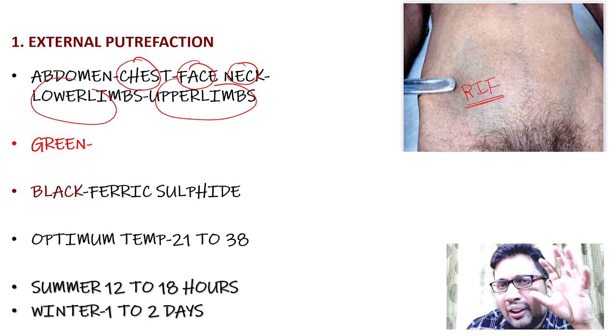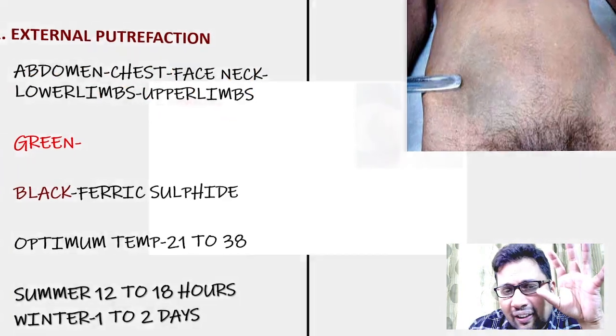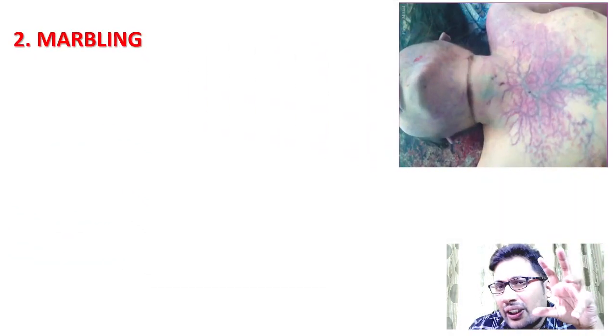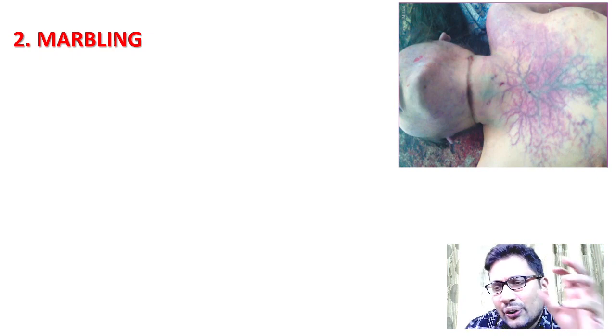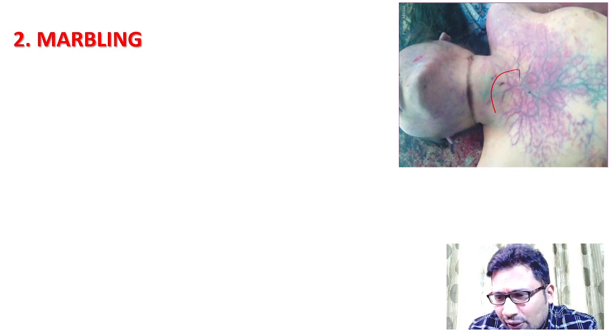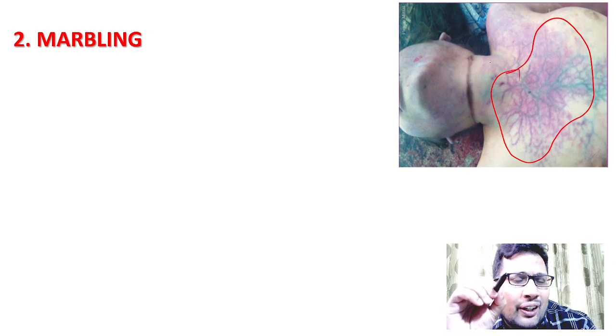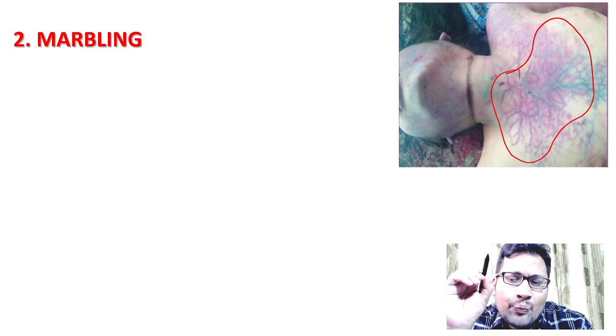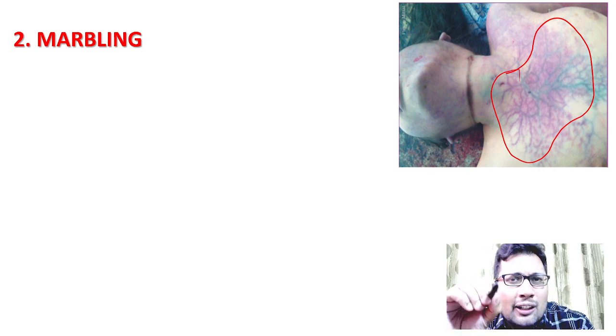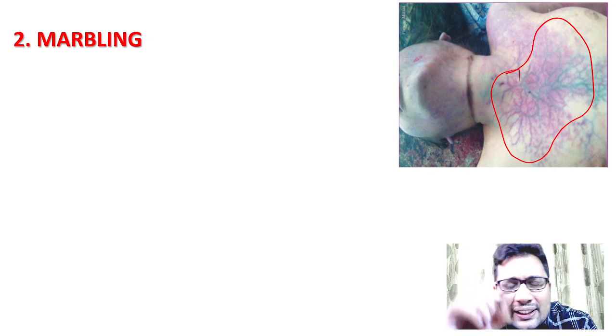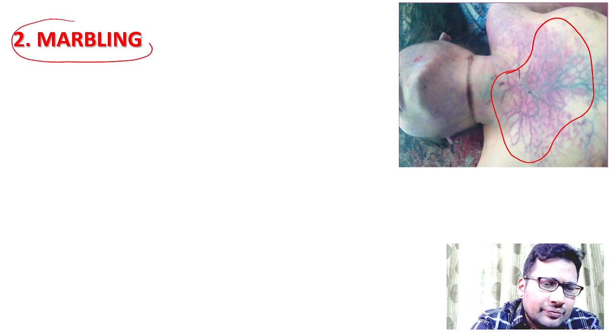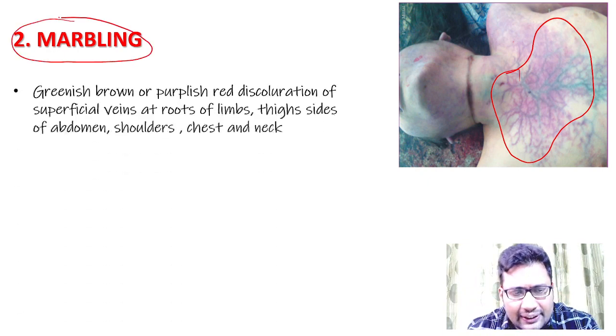So students normally get confused in internal putrefaction. But before that, there is one more very commonly asked finding. You can see here, this is the classical finding in putrefaction. Remember, in putrefaction we can see visible veins over the chest and also in the upper limbs or lower limbs. This is known as marbling. So marbling is the correct answer.